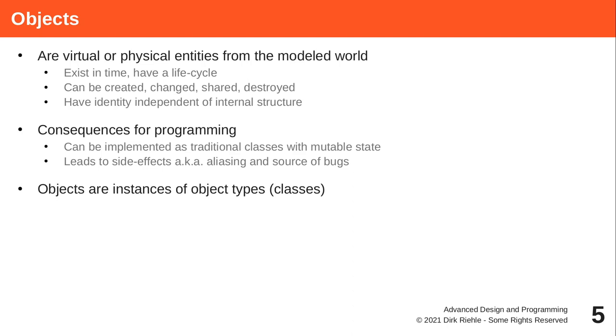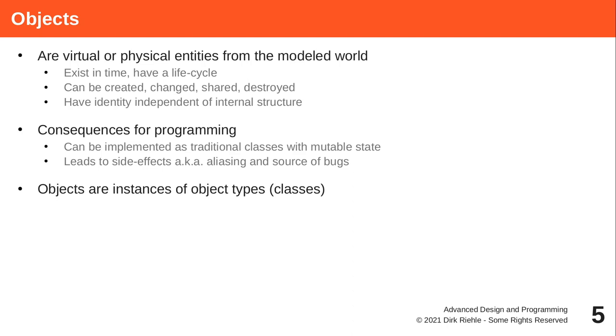Objects have identity. You can look at two objects which really look like they're equal, but because it's two separate objects, they are two separate objects, even if all the attributes appear to be the same. You use in object-oriented programming the traditional class concept for implementing objects. So you program a class and the instances are the objects of your application domain. They are mutable, which means you change the state. That's the whole idea of object-oriented programming here. You can change the object's state and thereby you perform your processing and deliver your functionality.